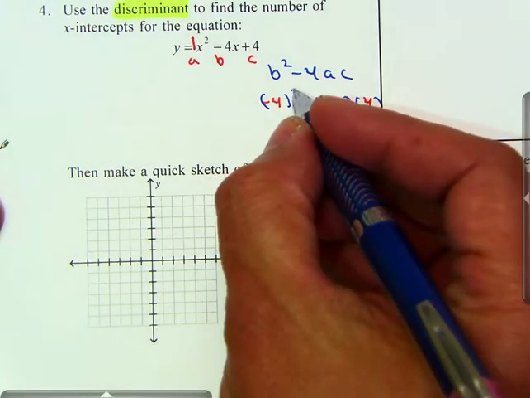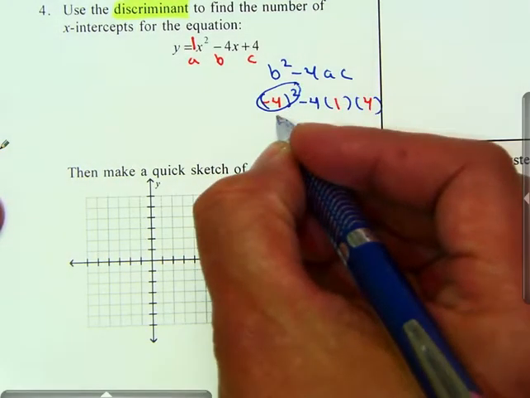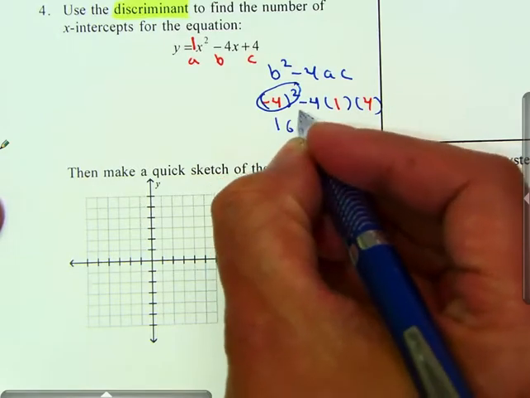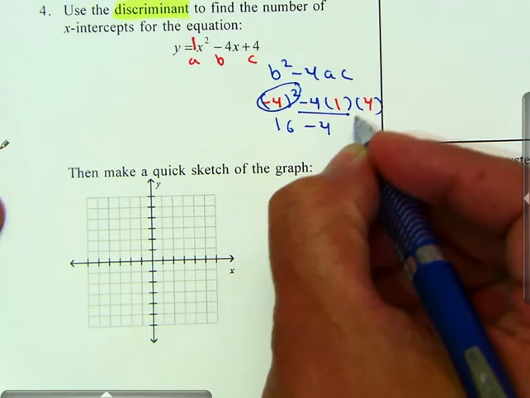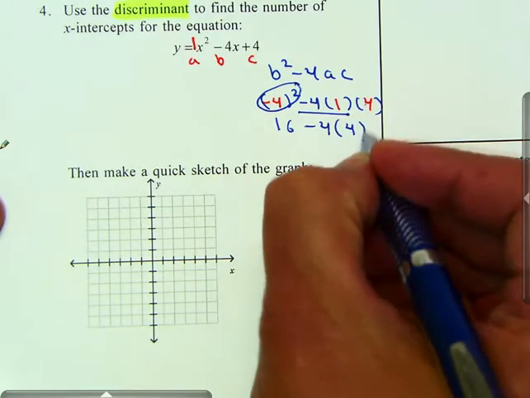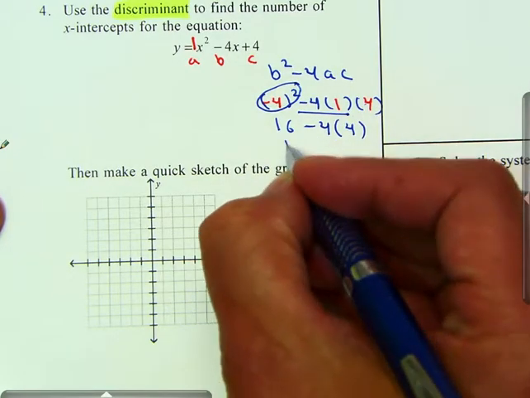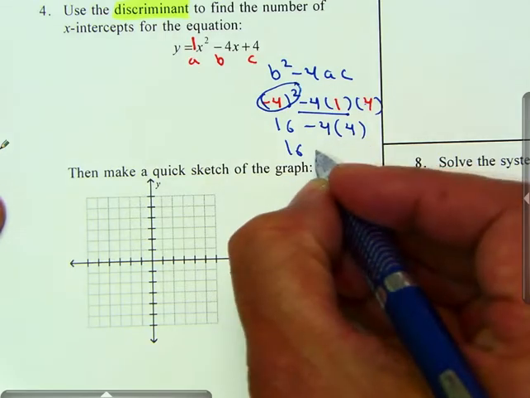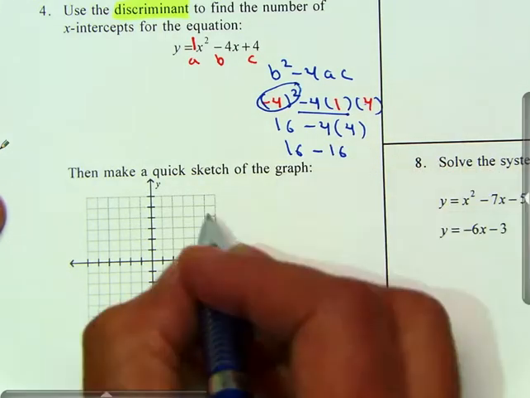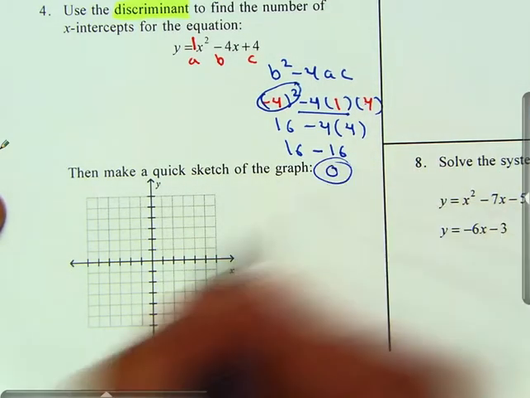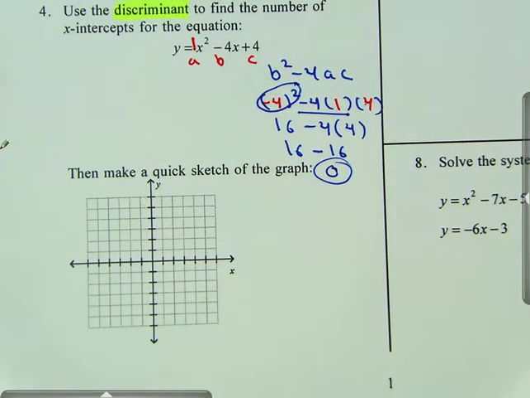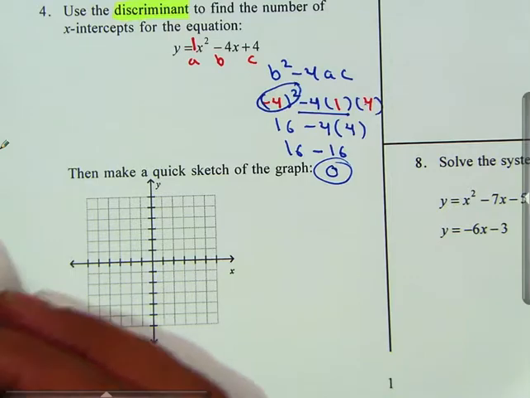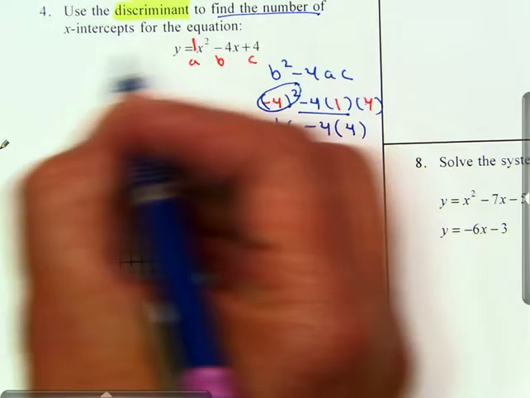And I can simplify. Negative 4 squared is 16. I'll multiply those two numbers. Negative 4 times 1 is negative 4. Remember, that's still multiplying by the 4. So it gives me 16. Negative 4 times 4 is negative 16. And that gives me 0. So now that you found your discriminant to be 0, you need to determine how many solutions we have, because it says to find the number of x-intercepts.